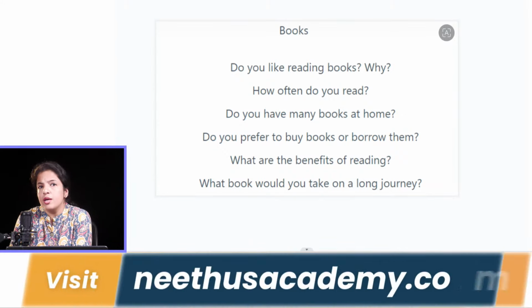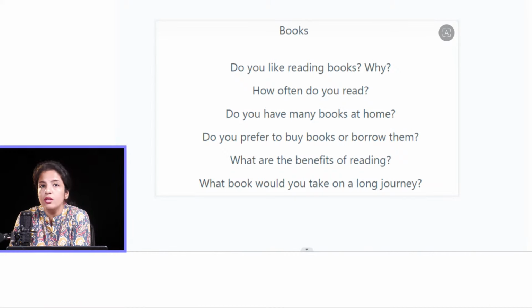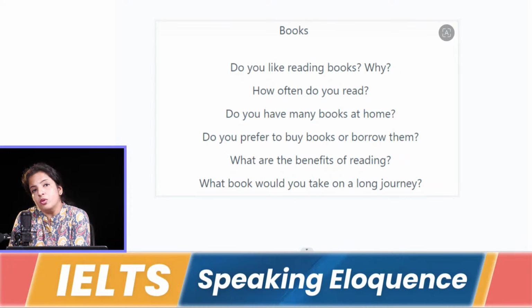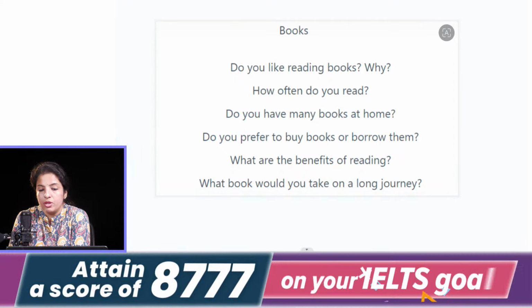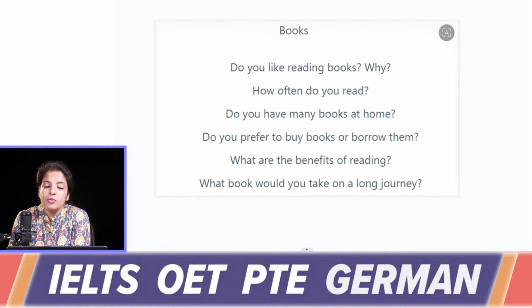Well, I would not think of taking a particular book on a long journey. Maybe if I feel like it, I might grab a book from the stall at the railway station or the bus station, or if I'm going by my private vehicle, then I would not want to read at all. So these are the possible answers that you can have.